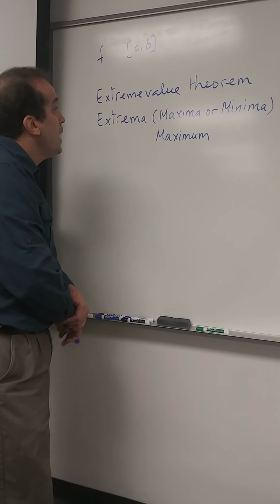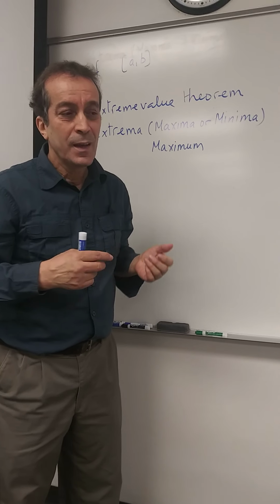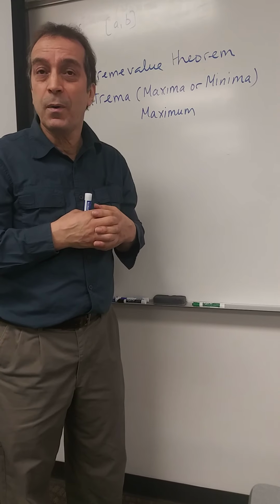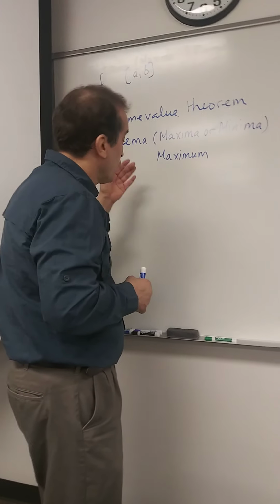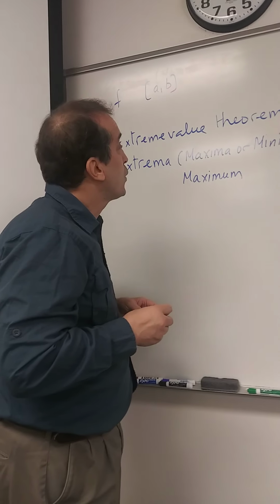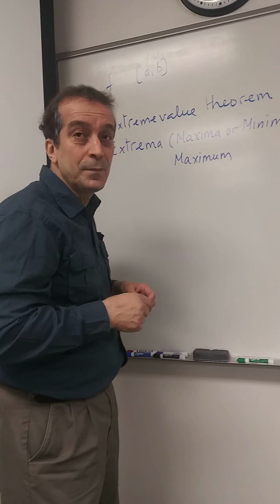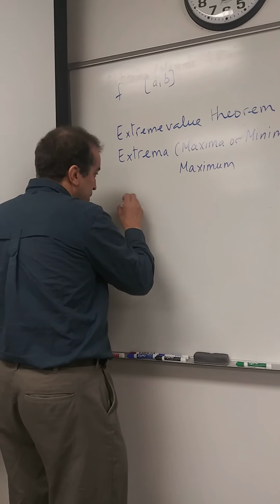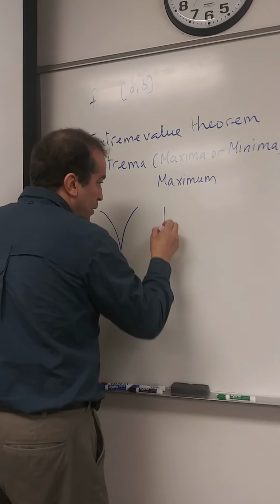Okay. A maximum or a minimum is a point that's special. And in the last video, we talked about critical points and critical numbers. So this has to be a critical point or a critical number. A critical number is a point at which the derivative is 0 or it's undefined. For example, it could be a point like this. That's a critical point.